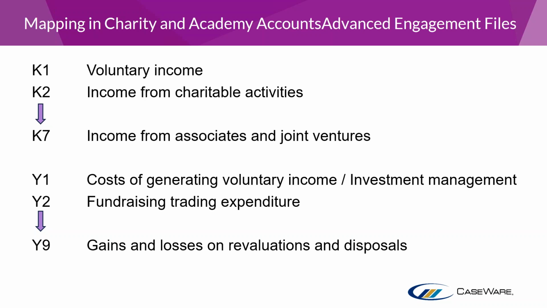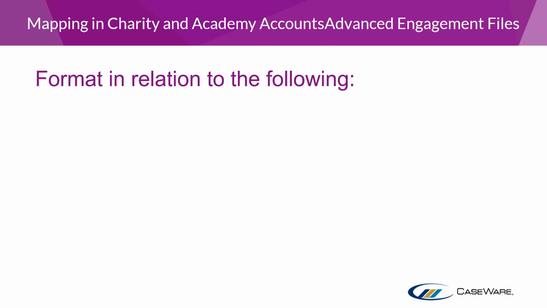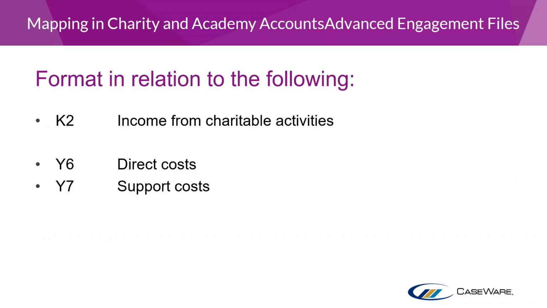As we drill down those map numbers, you do get additional information in the mapping structure, but the structure varies depending on whether you're using K1 or perhaps K7. What I'm going to focus on is the format for the most commonly used map numbers. If you have income from charitable activities, where we use K2 map numbers, or if you have direct costs or support costs, where we're looking at Y6 or Y7 map numbers, this is the hierarchy I'm going to focus on now.